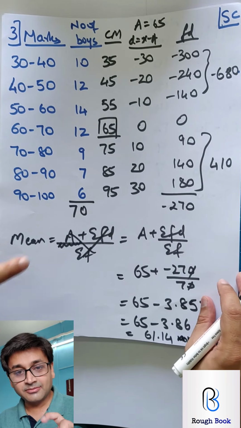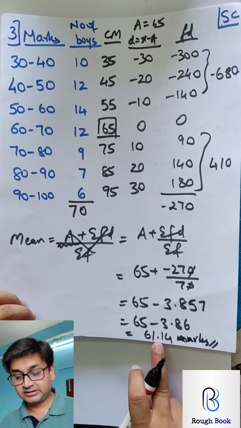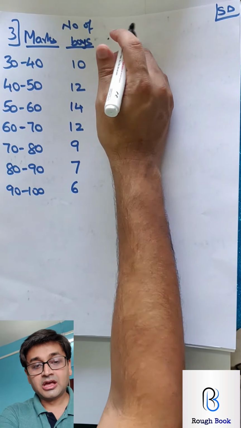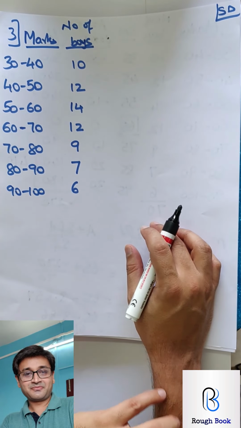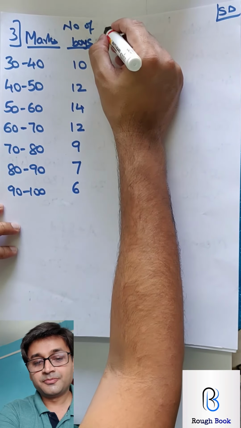We are doing the same sum now by the other method, step deviation. The answer is already known to you. It will be the same answer only. Let's try and see. Sum number 3 once again. How many finished before me? Wow. Copied? Good job, guys. Let's go one more time.